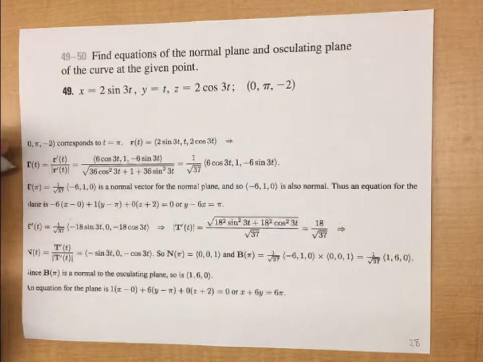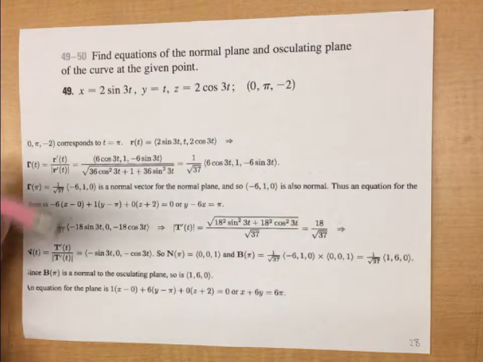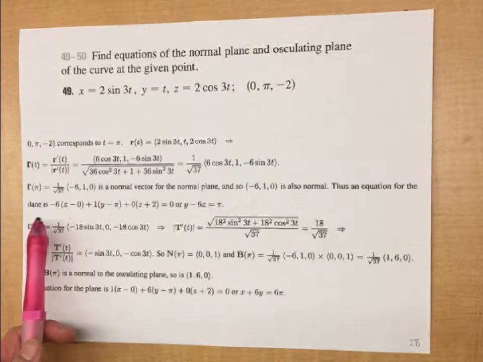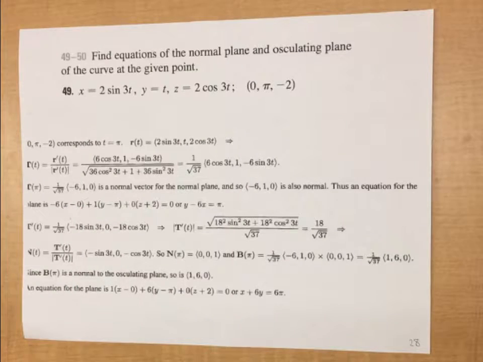the tangent vector T of t, we take r prime of t over the magnitude of r prime of t, and it comes out to 1 over root 37 times (6 cosine 3t, 1, negative 6 sine 3t). And if we plug in pi to that, it comes out to 1 over root 37 times (-6, 1, 0). And it's a normal vector for the normal plane. And so (-6, 1, 0) is also normal.